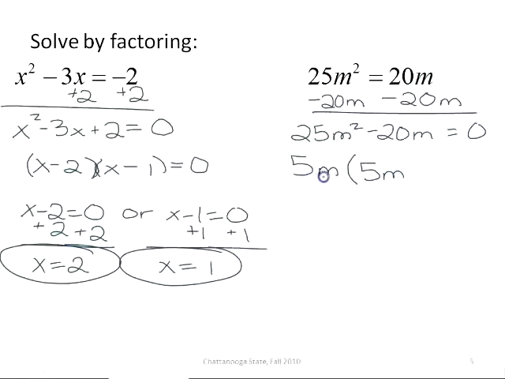That would be a 5m. Then what I have to multiply 5m by to get my 20m, so that would be 4. Because of the subtraction, I put minus 4 there.